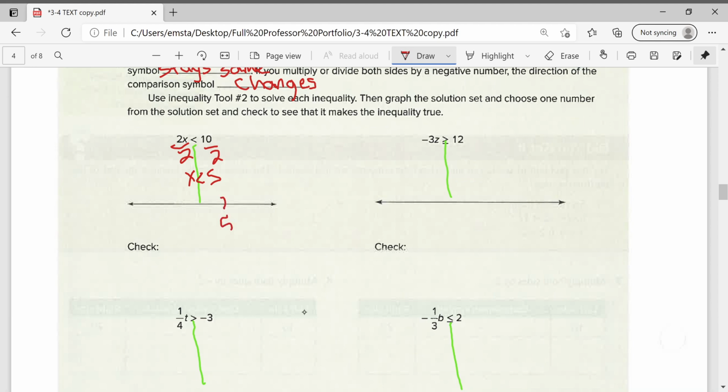This is going to be an open circle on 5. I want values to be smaller than 5. Smaller is to the left.